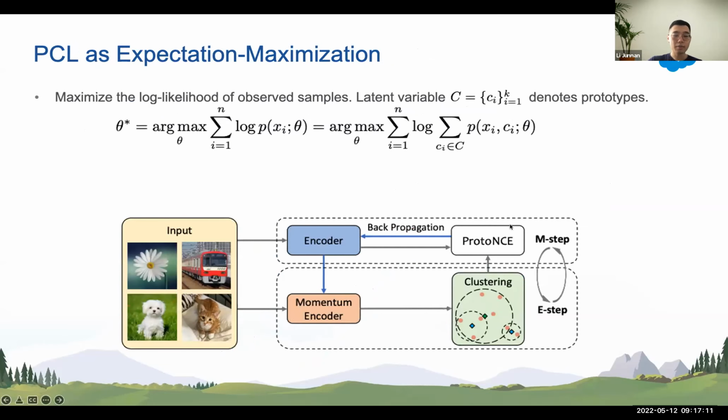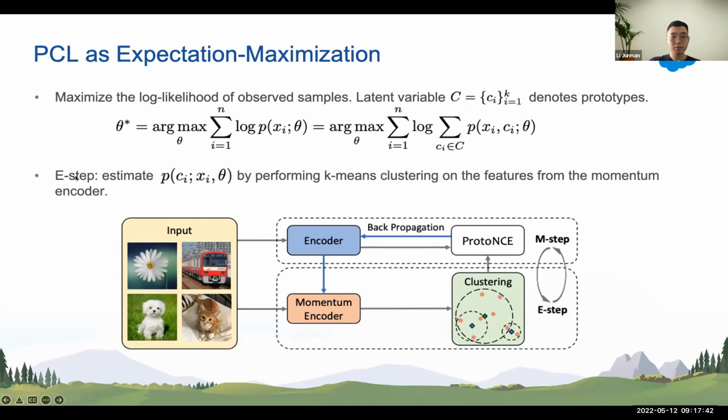And we formulate PCL as an expectation maximization problem. Basically, our optimization objective is to maximize the log likelihood of all the observed unlabeled samples. And we introduce these prototypes C as the latent variable. And our algorithm is a two-step procedure. In the first step, which is the E step, we will do clustering to estimate the probability of these prototypes. So here we do a simple k-means clustering, which will return a set of deterministic cluster centroids as our prototypes.